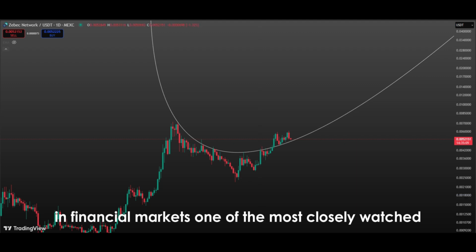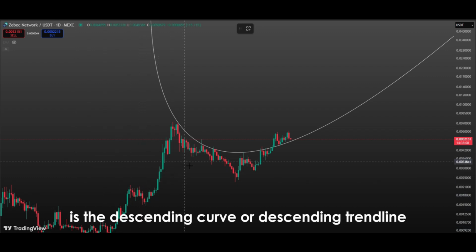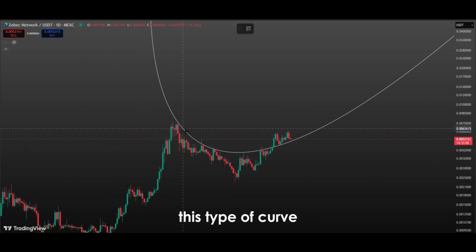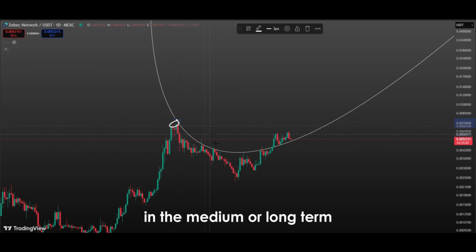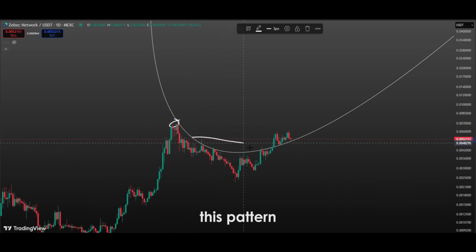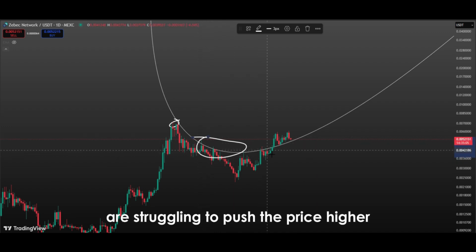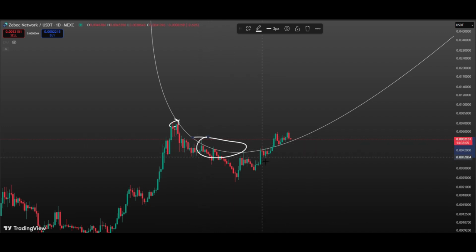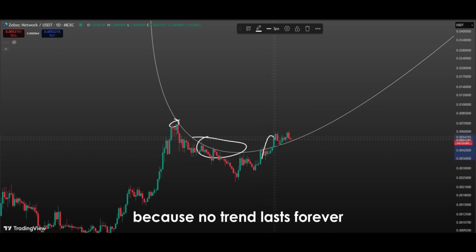In financial markets, one of the most closely watched structures in technical analysis is the descending curve or descending trend line. This type of curve indicates that the price has been moving downward in the medium or long term, and each new peak forms below the previous one. This pattern signals that the market is under selling pressure and that buyers are struggling to push the price higher. However, such structures eventually break because no trend lasts forever.